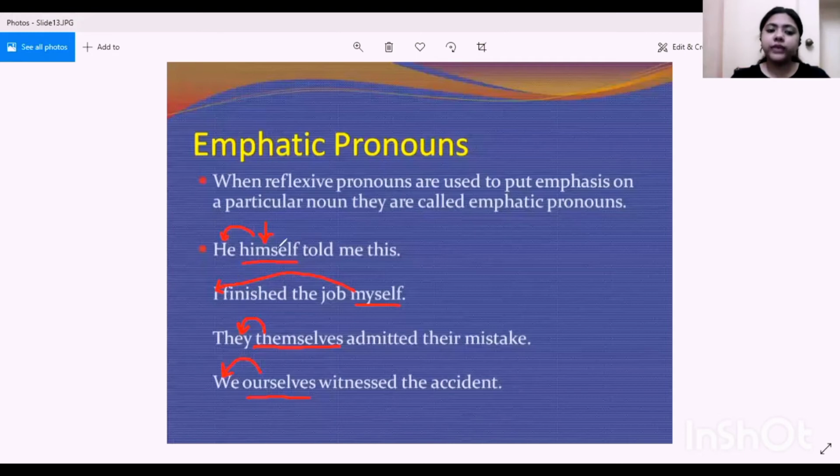It can be used right after the pronoun, or it can be used anywhere in the sentence, but you just have to look for the emphatic pronoun by removing this reflexive pronoun from its place. And if you find that the sentence is complete in itself, that means it is an emphatic pronoun. But when you remove this reflexive pronoun and the sentence is not making complete sense, that means it is a reflexive pronoun. Okay.